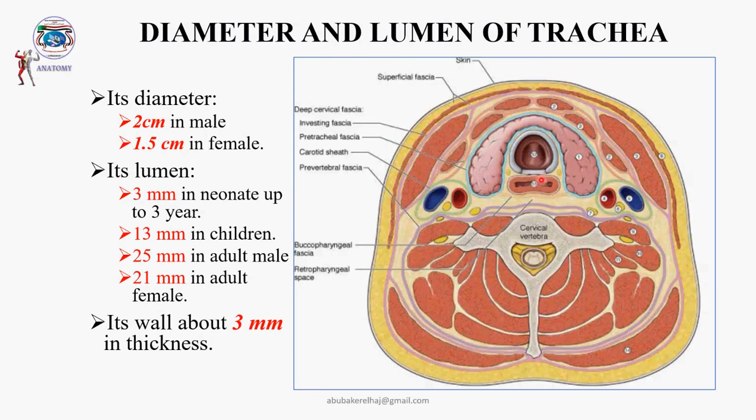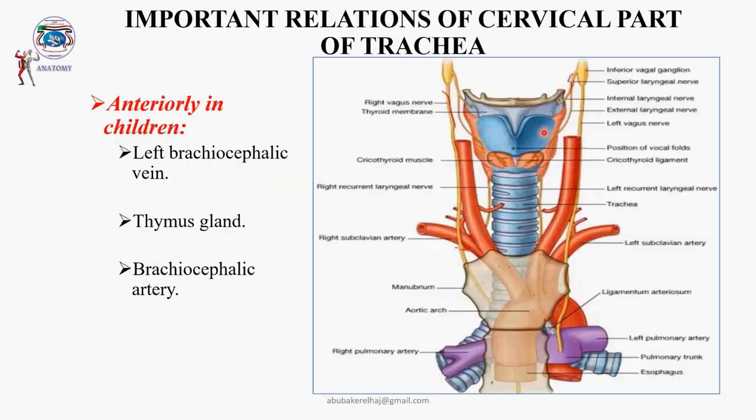We have in children about 13 millimeters, while in the female about 21, and in the adult male about 25 millimeters. The thickness of the wall itself is about 3 millimeters, a little bit thicker specifically at the level of the cartilaginous part than the posterior muscular part.